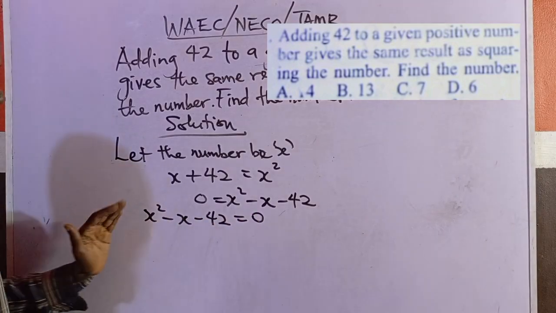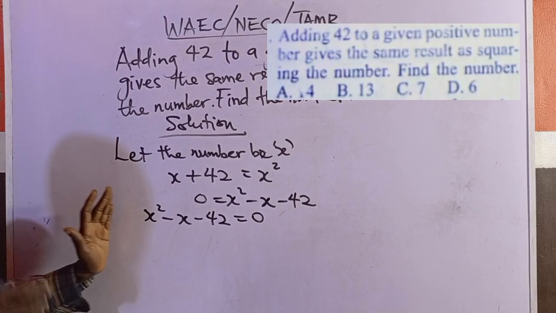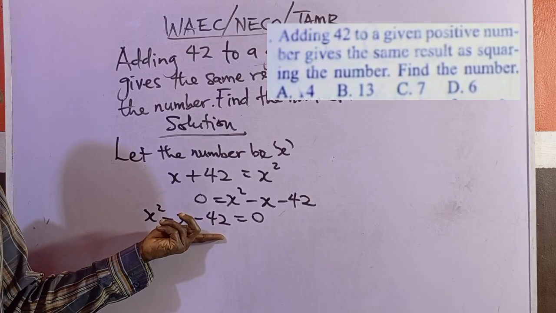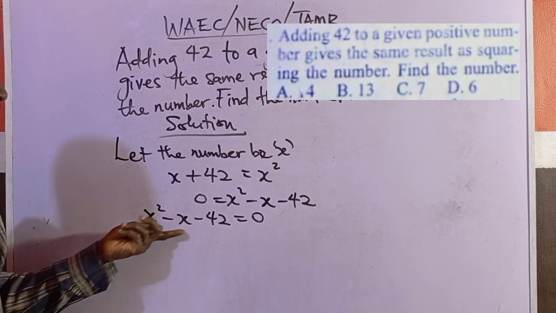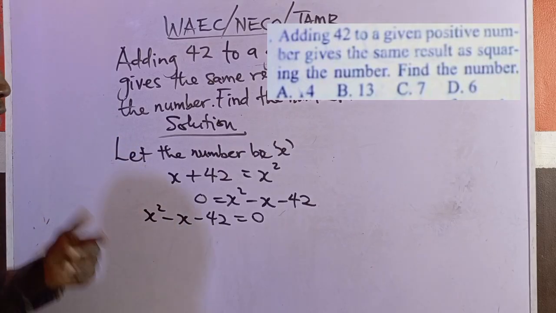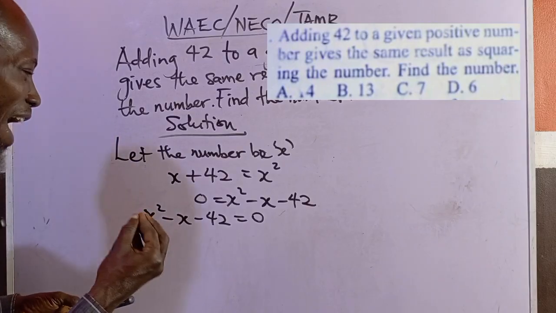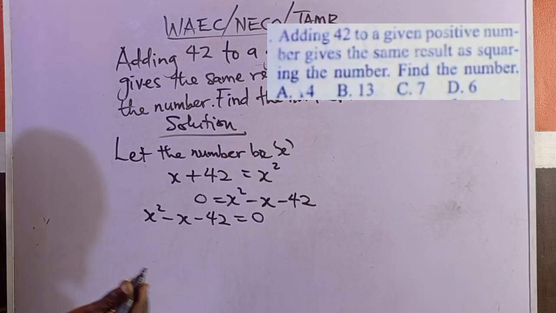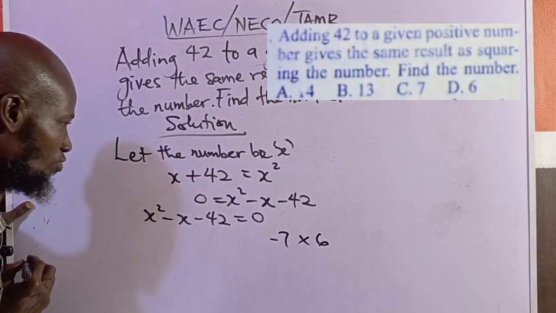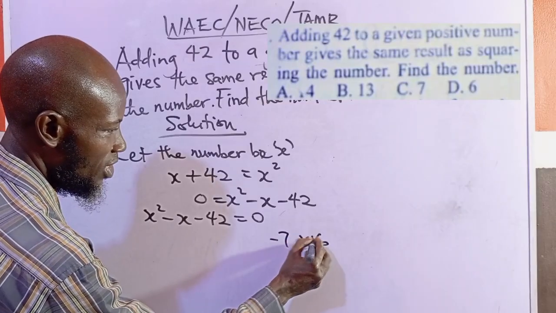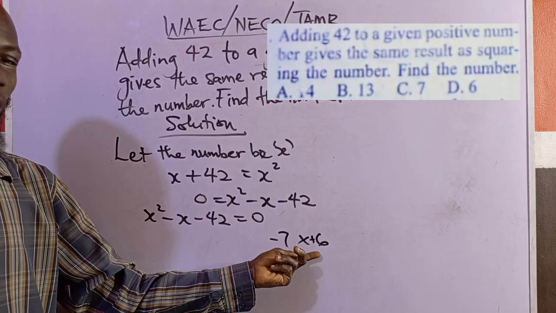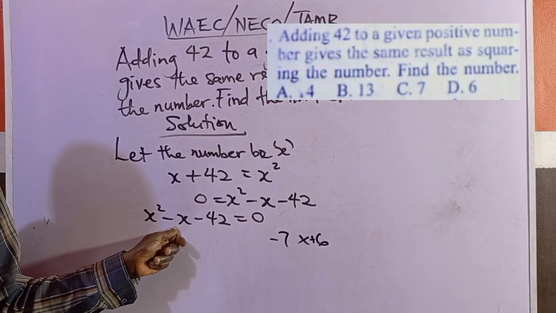If you look at this question now, we have a quadratic equation. To solve this, what is the product? Now, factors of 42 that when we add them, we are going to have a negative 1 here. For 42, we can use 7 and 6. 7 times 6, that's 42. If we say minus 7 plus 6, that will give us minus 1, which is minus x here.